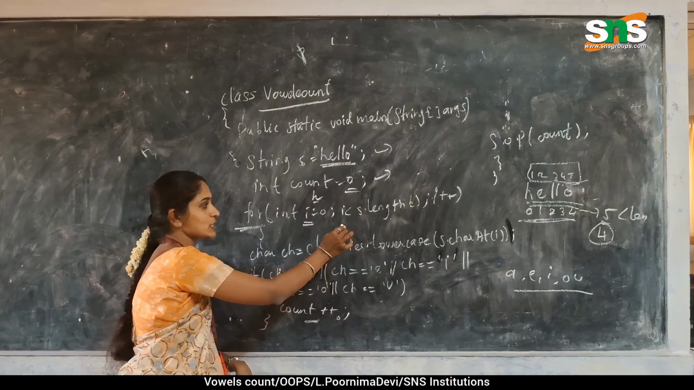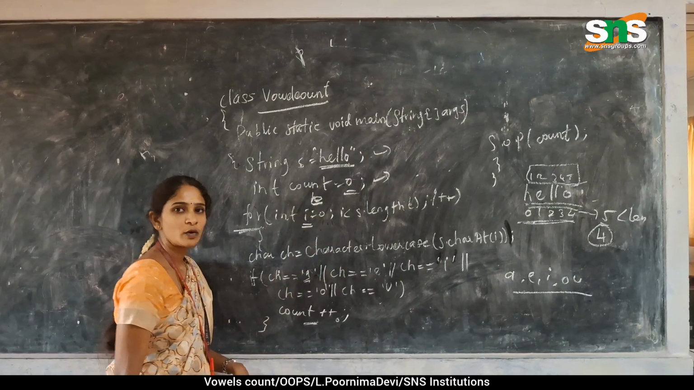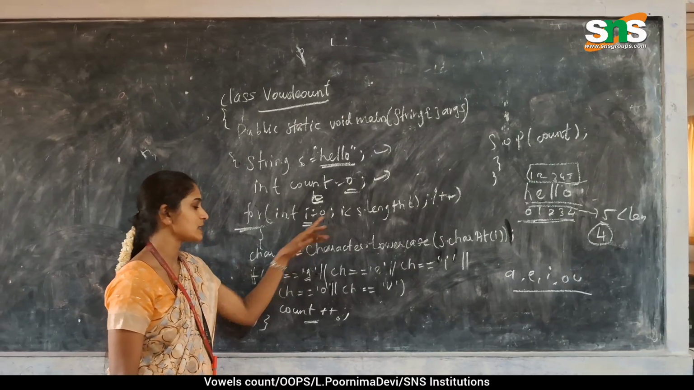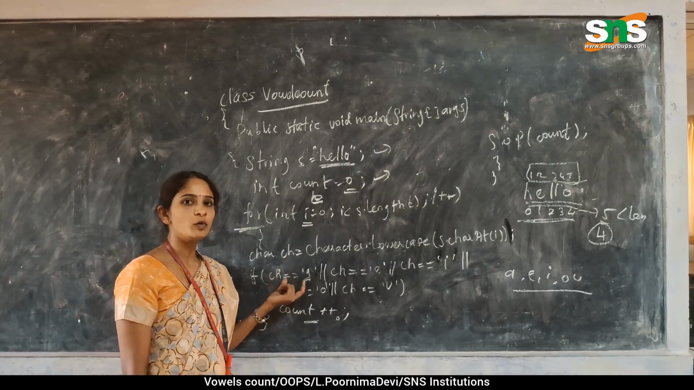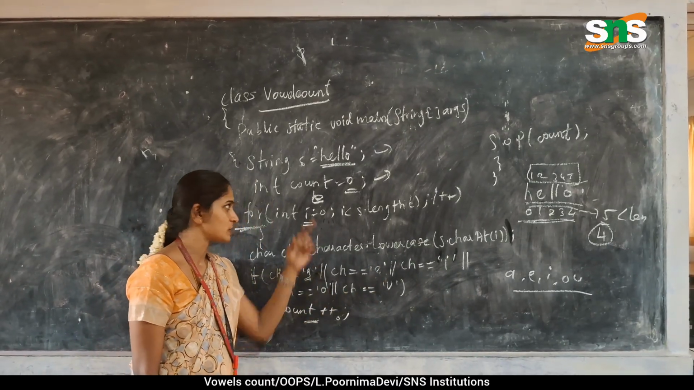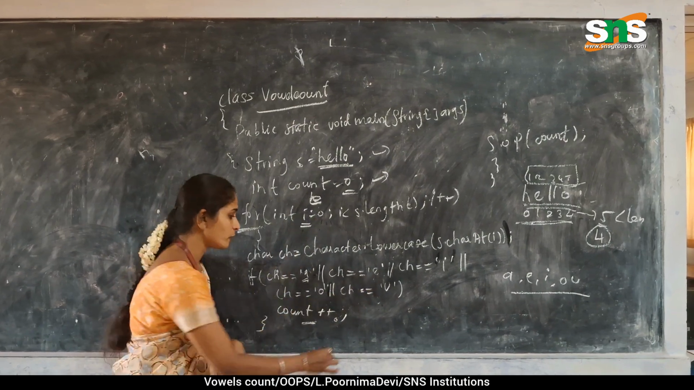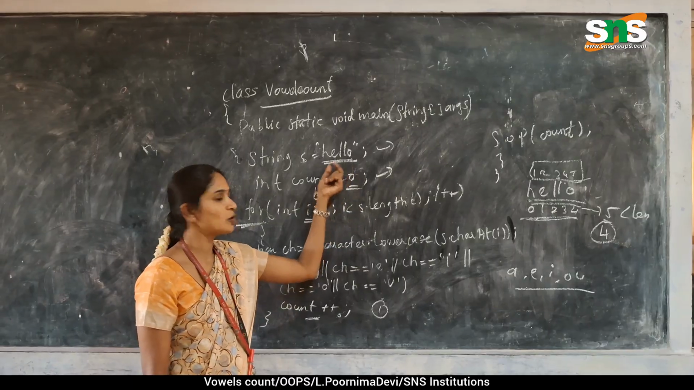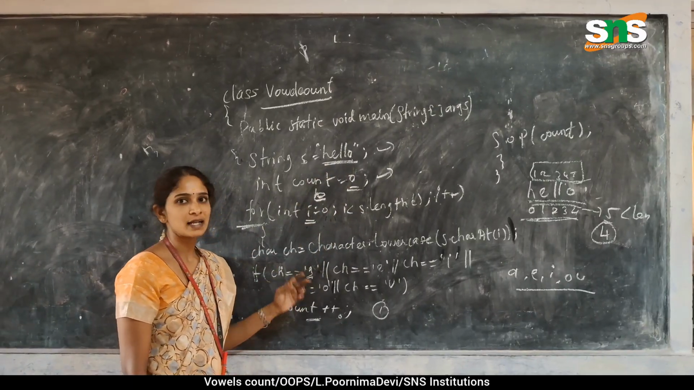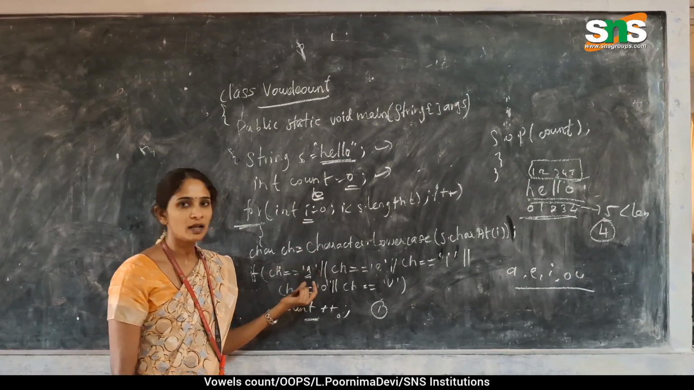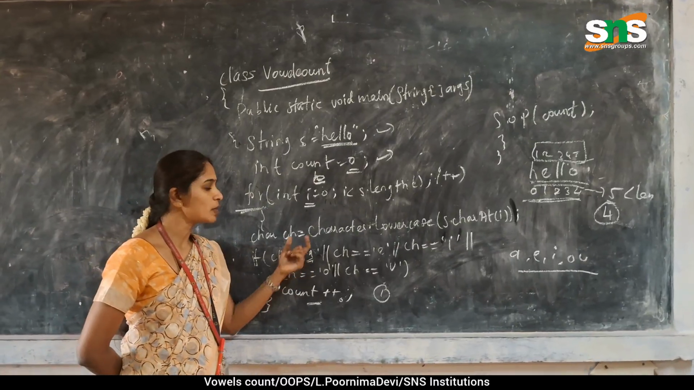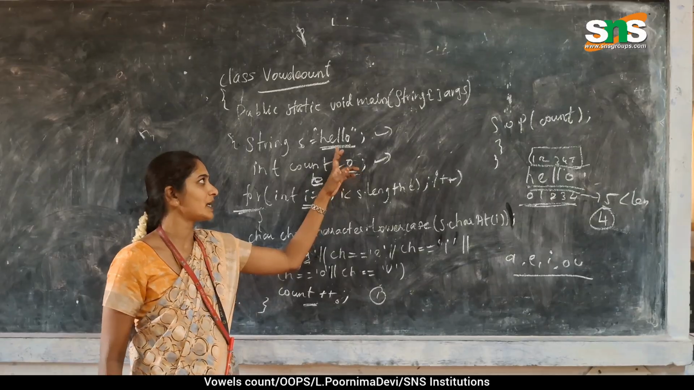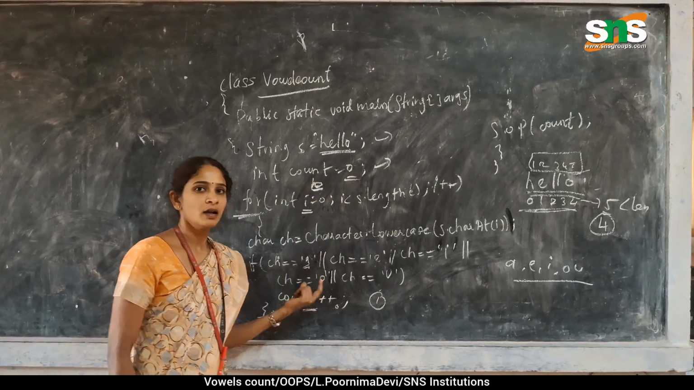Then in the next loop, the next value is E. It will be checked whether it is uppercase or lowercase. After that it will be checked whether the value is one of these 5 values. Yes, it is E, so the count will be increased to 1. Then the next value is L and the next value is L. Both L values will go inside the for loop, and the count will not be increased for the two L's.